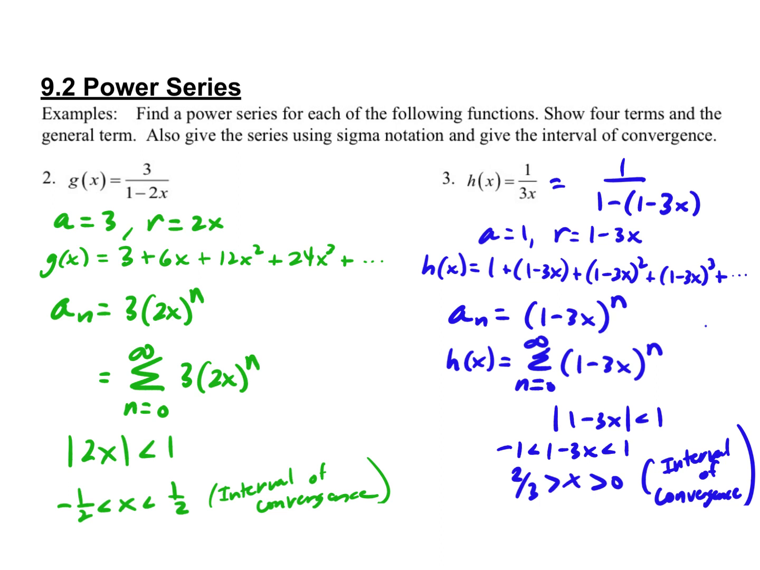And if it bothers you to have the inequalities facing the wrong way, quote unquote, and having the bigger number on the left instead of on the right, you can certainly rewrite it. It's the same idea, right? Instead of 0 is less than x, which is less than 2/3, or 2/3 is greater than x, which is greater than 0. It's just trying to say it's in between 0 and 2/3. That's the interval of convergence. Okay? Questions on that?